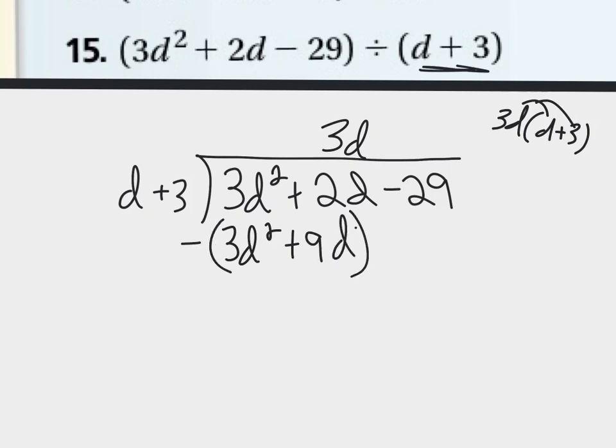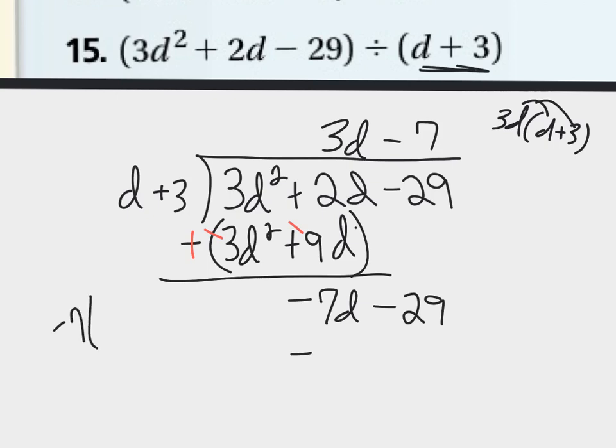And then what we need to remember is that we are going to be subtracting. So when we're subtracting, we can add the opposites here. So the 3d squareds would cancel. And so we'd be left with negative 7d minus 29. So we need d times negative 7 to get negative 7d. So that would be, I'll just write it over to the side here, negative 7d minus 21.